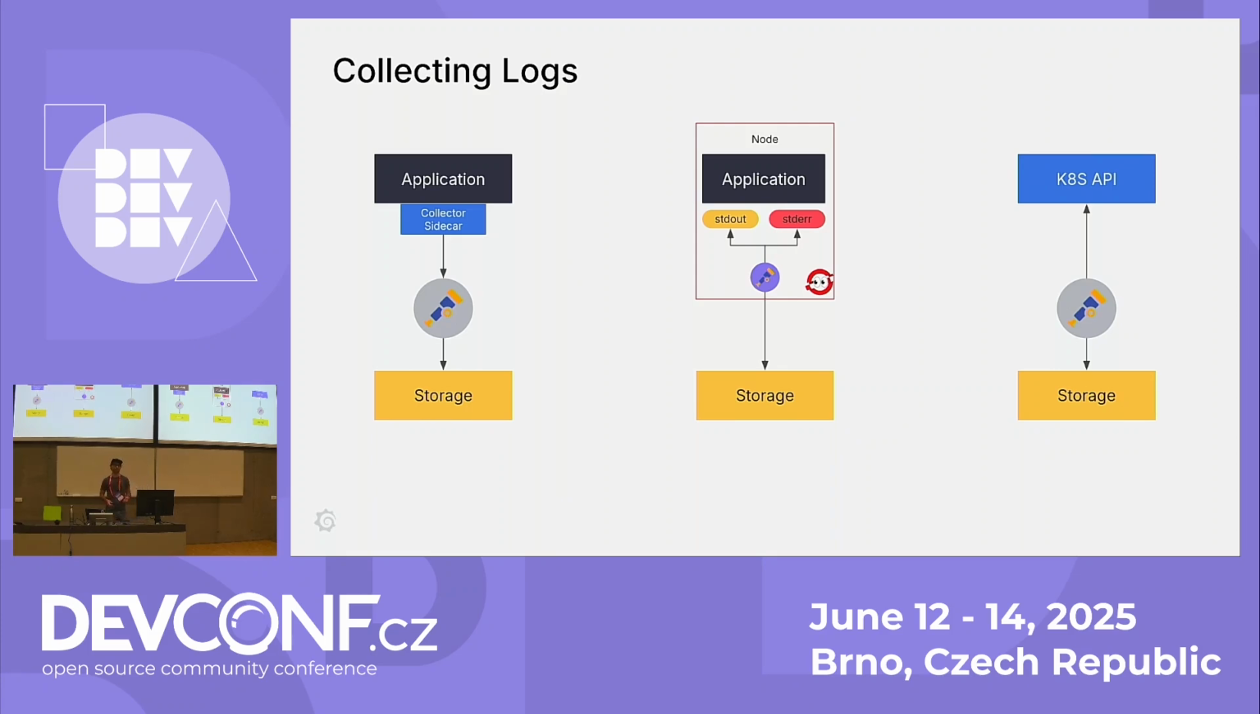What you can then do instead is use the Kubernetes API directly. So you can basically run kubectl logs every minute, get the logs, send them off. That's useful if you have limited access only, but it's very heavy on the Kubernetes API.